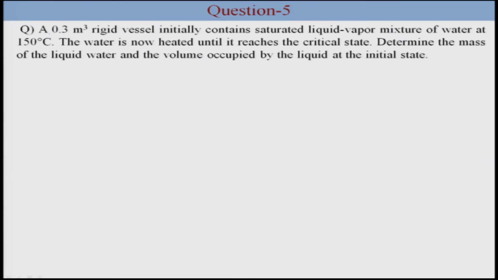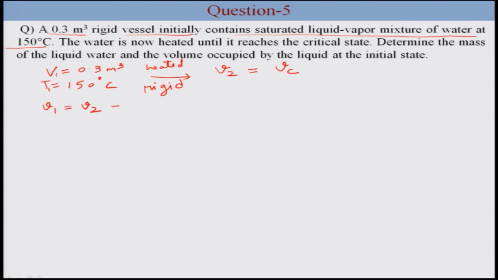In this question, a 0.3 meter cube rigid vessel initially contains saturated liquid vapor mixture of water at 150 degrees Celsius. So, total volume is 0.3 meter cube and temperature is 150 degrees Celsius. It is heated until it reaches the critical state. At critical state specific volume is equal to critical volume. This vessel is rigid and as no mass is going out or coming inside, so the total specific volume initially is also same as V2, which is same as the critical volume. The critical volume of water is 0.003106 meter cube per kg.